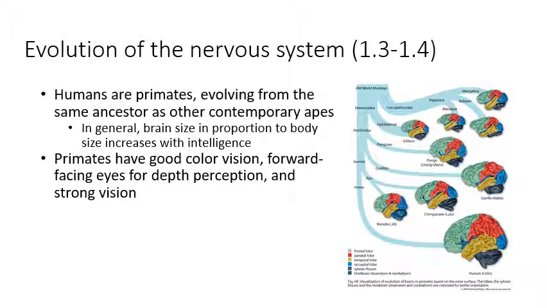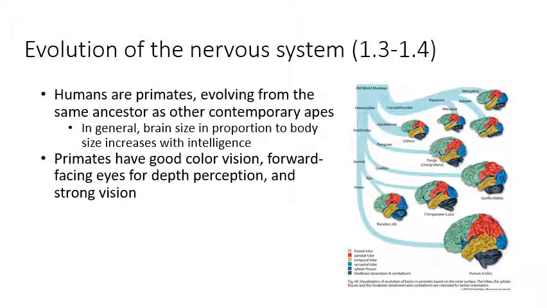In general, brain size in proportion to body size increases with intelligence. So the bigger the proportion of your brain relative to your body, the more intelligent the organism. This isn't necessarily true for individual people, but for species in general.